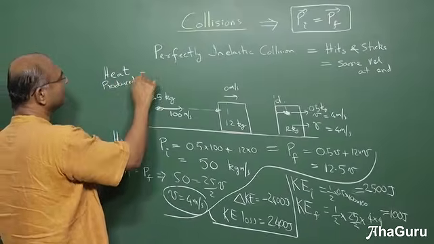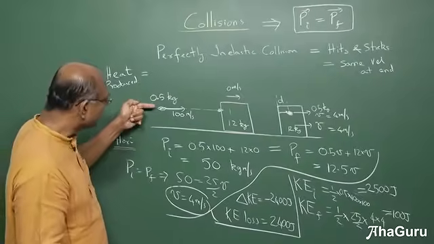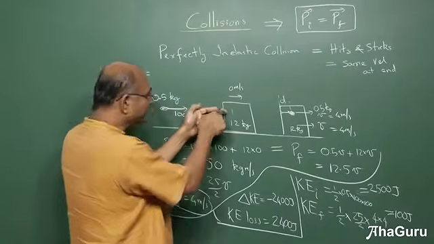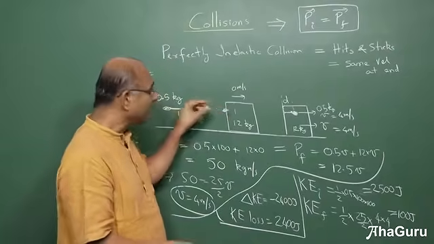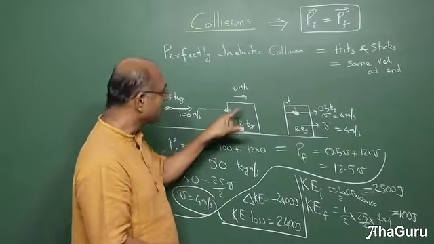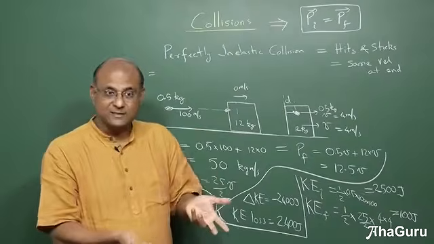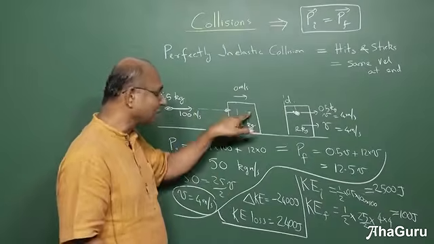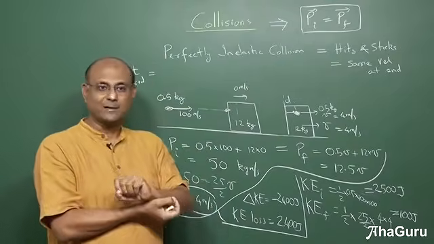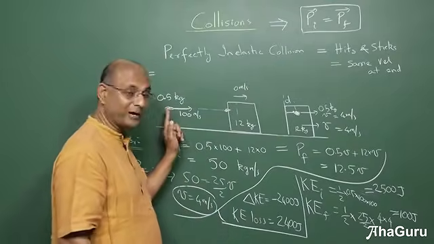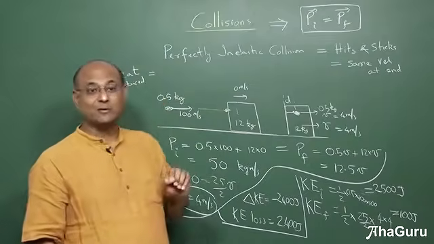Why is heat produced? Because this bullet came in with a large energy, and as it went boring inside the block, it lost its kinetic energy and the block gained kinetic energy. But the amount the bullet lost is not all gained by the 12 kg block. The 12 kg block has managed to get a very tiny part, whereas this 0.5 kg bullet has lost a large amount of kinetic energy.